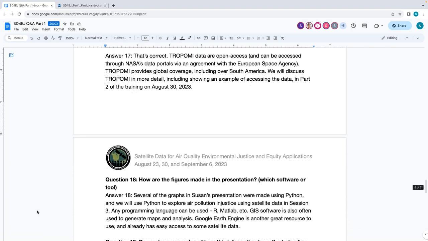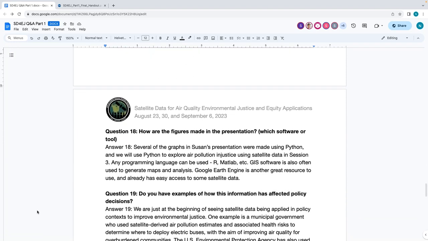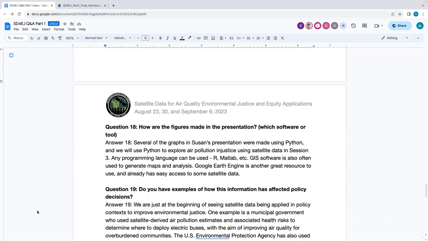Question 18, how are the figures in the presentation made? It looks like several of the graphs in Susan's were made using Python, but you can also use other programming languages such as R or MATLAB or GIS software or Google Earth Engine. We'll be showing an example using Python in part 3 of this training series.